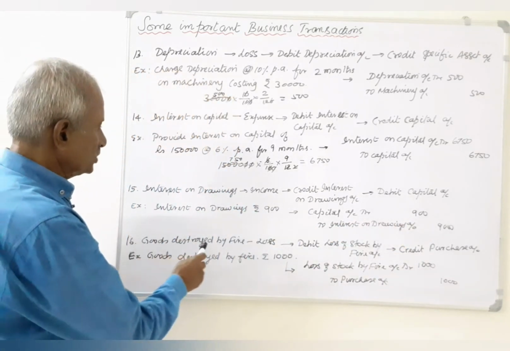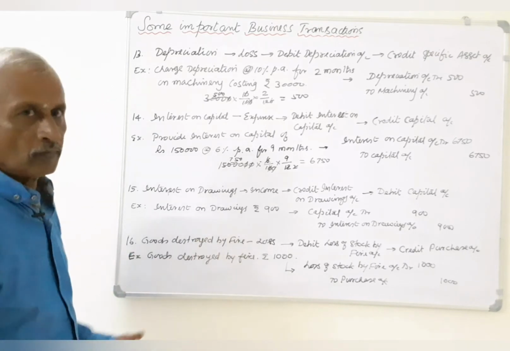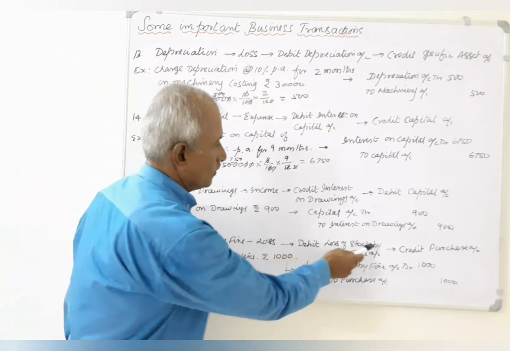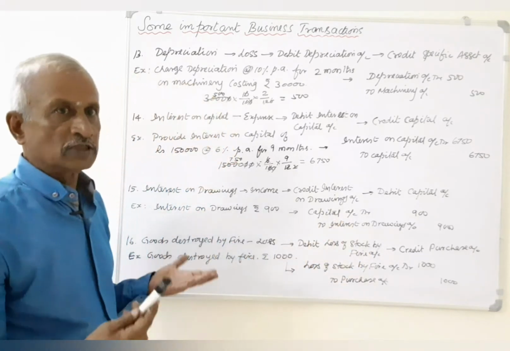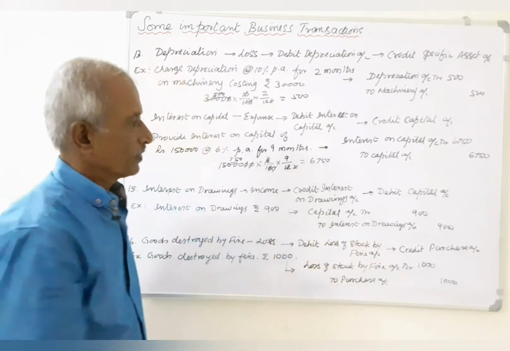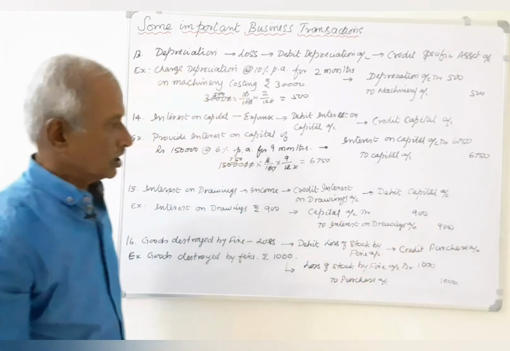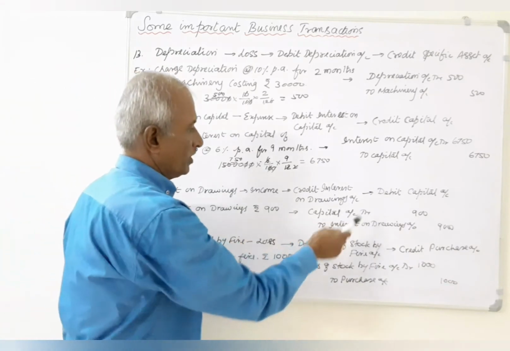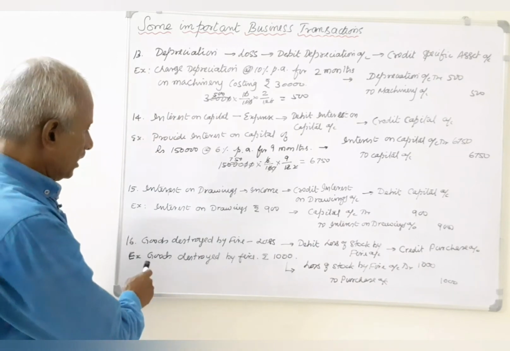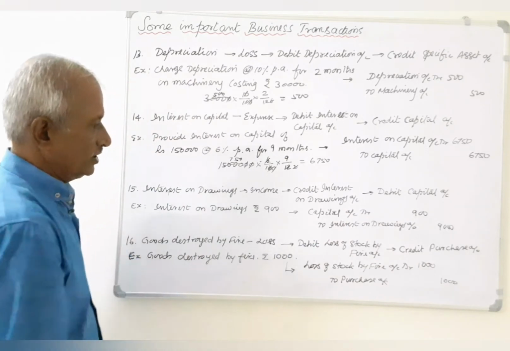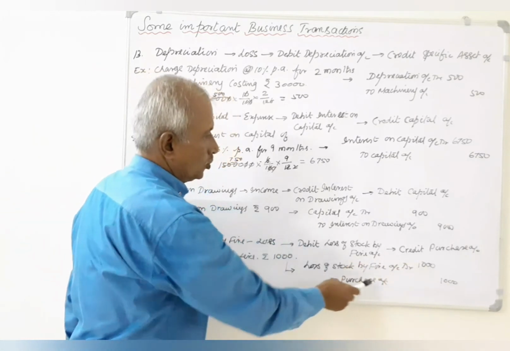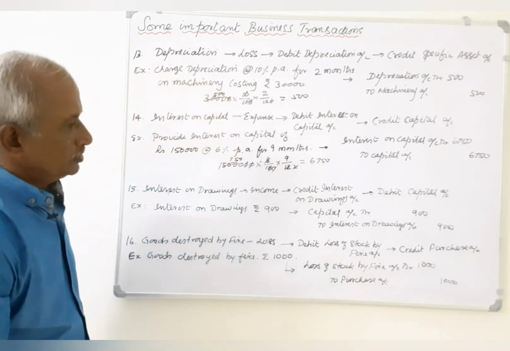Then goods destroyed by fire. It's a loss. So debit the loss of stock by fire account. Suppose if it is by theft, so debit loss of stock by theft and credit purchases account. So loss of stock by fire account debtor to purchases. Example, goods destroyed by fire 1,000. The journal is loss of stock by fire account 1,000 to purchase account 1,000.